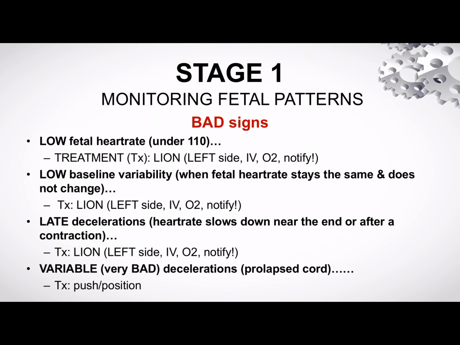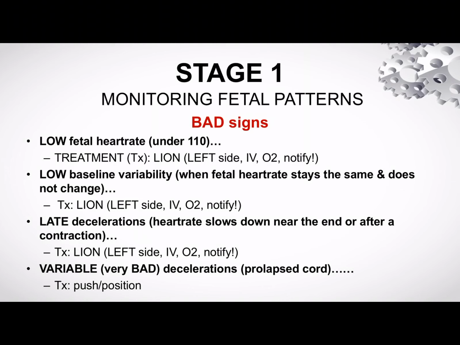We also have your variable deceleration. This is a very bad fetal pattern. Okay, this indicates prolapsed cord. Okay, when we say prolapsed cord, it is where the umbilical cord of the baby comes out first. So if it comes out first, what should we do as a nurse? So first we have to put a wet gauze to cover that umbilical cord. That is to prevent dryness.